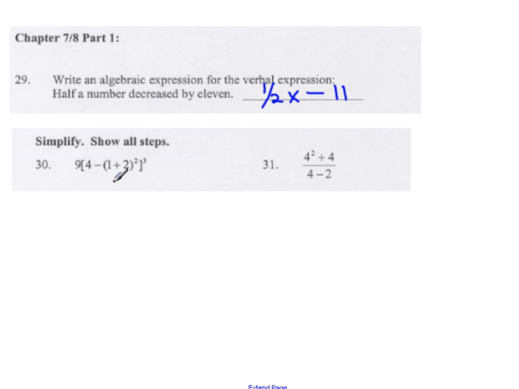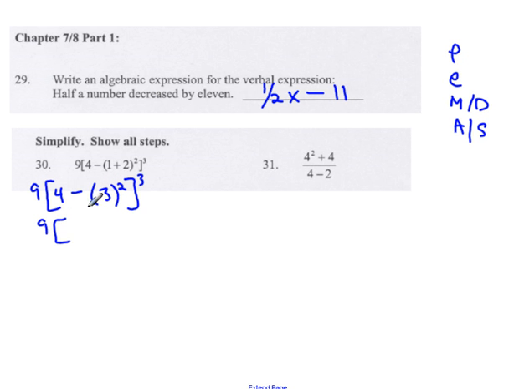Okay, number 30, this is an order of operations problem. It says simplify and show all your steps. So if you recall the order of operations, it's parentheses, exponents, multiply and divide from left to right, add, subtract from left to right. Okay, so everything in parentheses are grouping symbols first. In this problem, you see we've got grouping symbols inside of grouping symbols, so you have to work from the inside out. So we'll start with that first set of parentheses, and you get 1 plus 2 is 3.